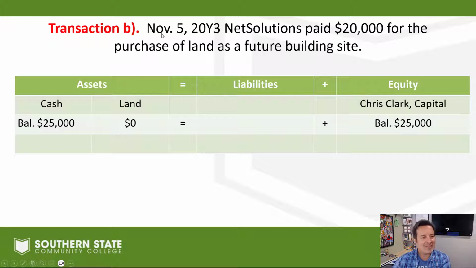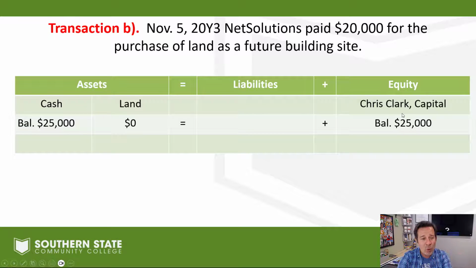How about another transaction? On November 5th, Net Solutions paid $20,000 for the purchase of land as a future building site. So the business bought some land. You'll notice I've added a land account here. We still have our cash account with a balance of $25,000. We still have the capital account under equity with a balance of $25,000.